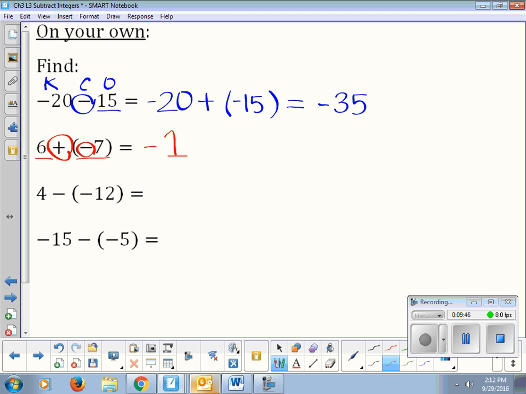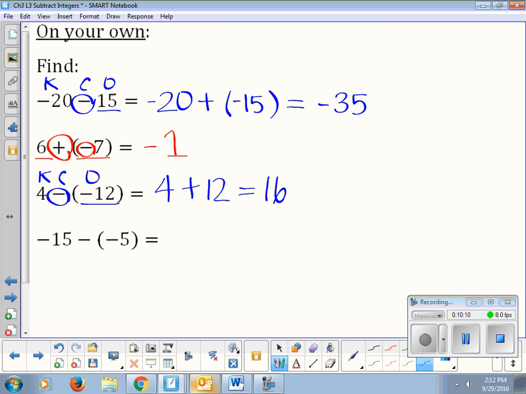Next question. We have minus again. We're subtracting, so we KCO. I keep my first number the same, we change our minus sign to a plus sign. What's the opposite of negative 12? Positive 12. And now we're adding with the same signs. 4 plus 12 is 16.